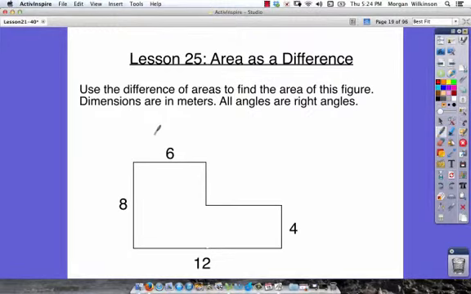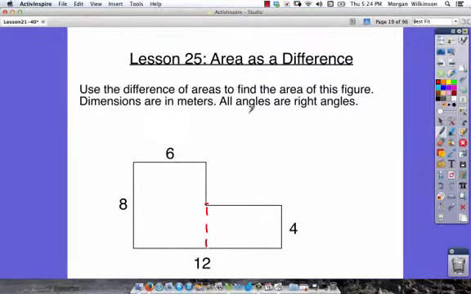Now, our first question says, use the difference of areas to find the area of this figure. Dimensions are in meters. All angles are right angles. So we're given these distances, 6, 8, 12, and 4. They're all in meters. Now we know we could figure out this problem by making two rectangles. Maybe we had one rectangle going down vertically, and we could find a rectangle here, and we could find another rectangle on the right.